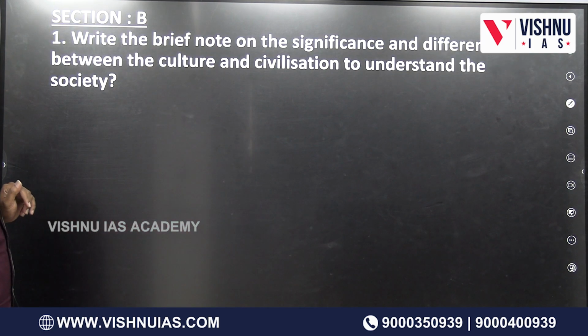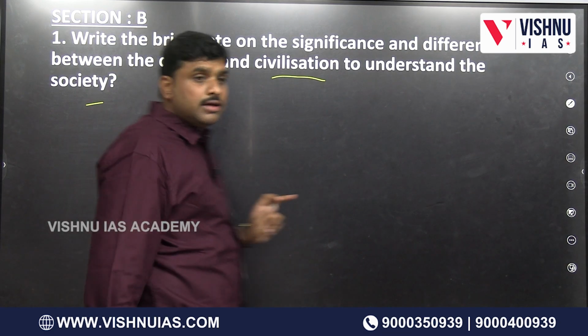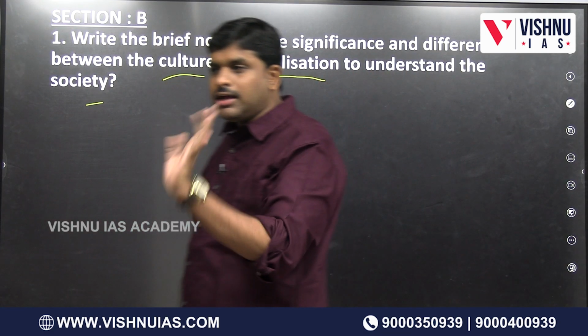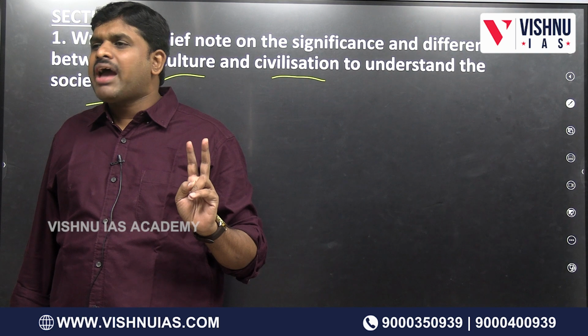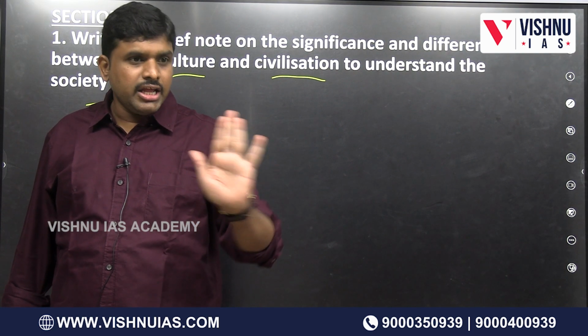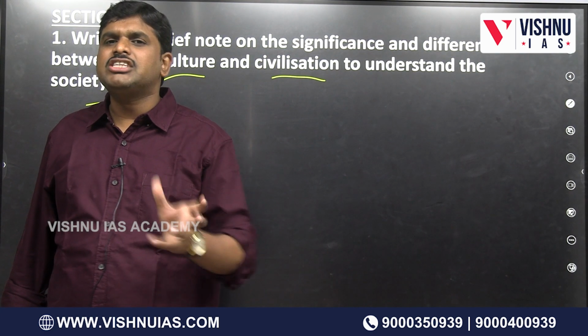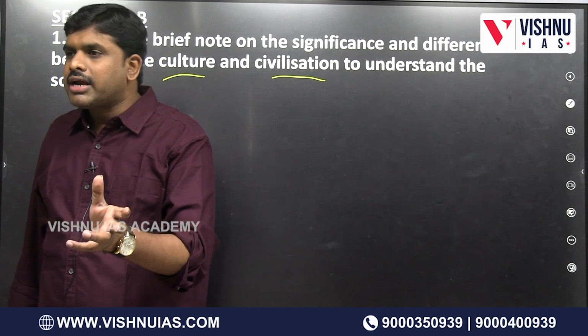Write the brief note on the significance and difference between culture and civilization. To understand the two important aspects of mankind is culture and society. Culture and society. First, culture and society. In later times, with improvement in tools and technology, civilization also joined culture and society.